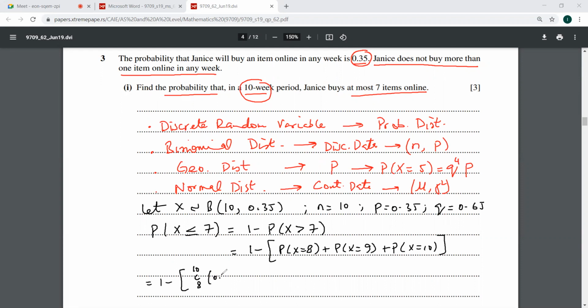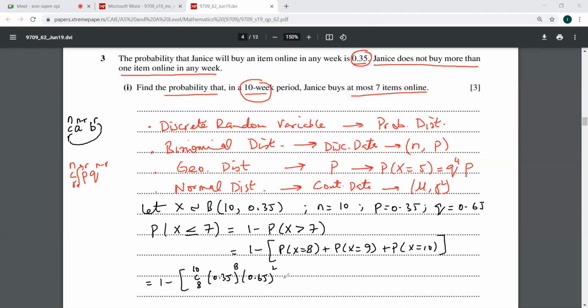Okay, and this would be 1 minus, we will have 10C8 times 0.35 raised to power 8 and 0.65 raised to power 2. Some people really mix it up with the pure mathematics binomial expansion. There you have nCr, a raised to power n minus r and b raised to power r. So it is different here. Here in the binomial distribution, you have nCr, p raised to power r and q raised to power n minus r. So here these two actually match, okay?